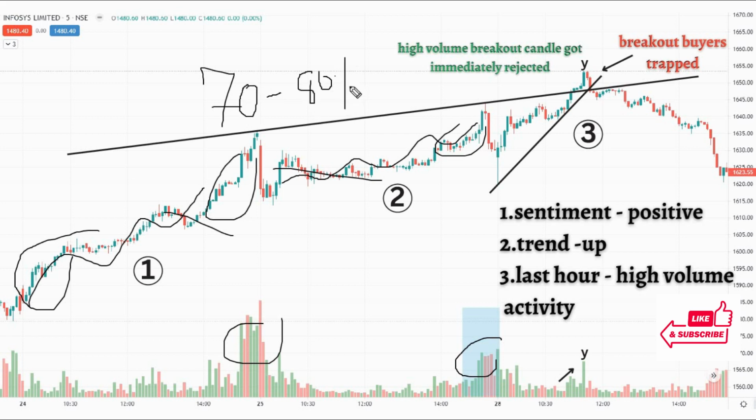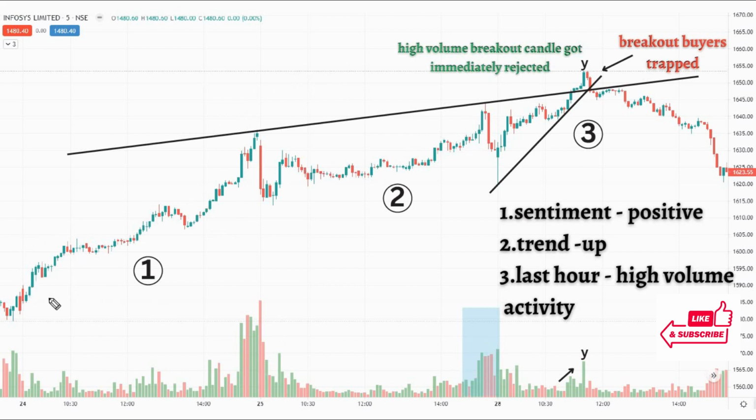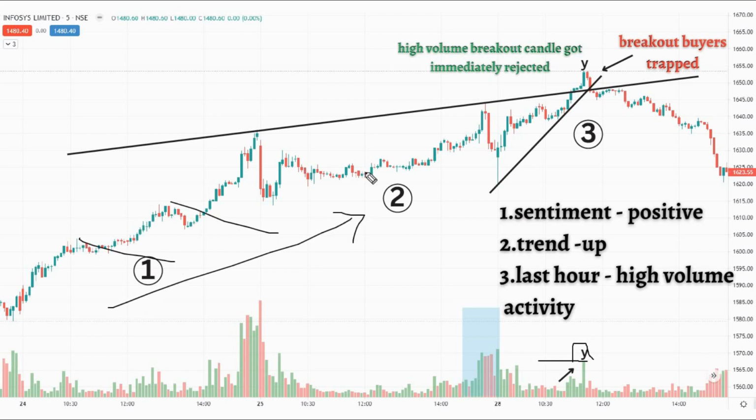See here what happened. On the first day we saw strong bullish pressure, second day again strong bullish pressure, third day again strong bullish pressure. Then what happened? We saw exhaustion. Candle Y had huge volume. Okay, and this is happening after 2 consecutive trending days without much correction. This is very, very important. This volume is occurring after 2 days of huge trending move towards the upside.